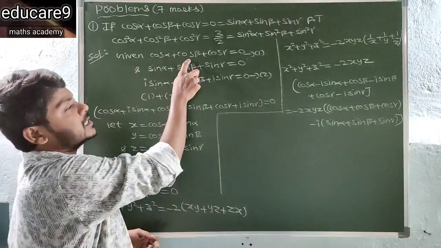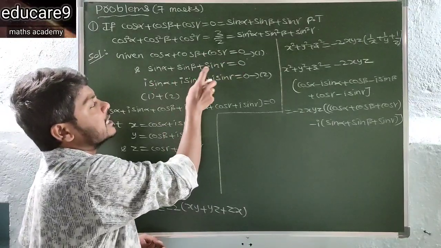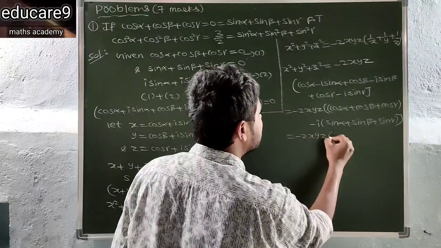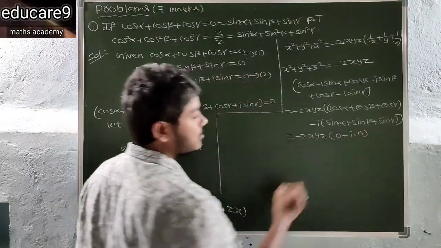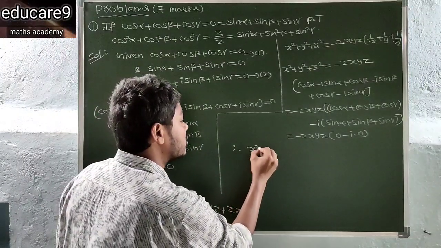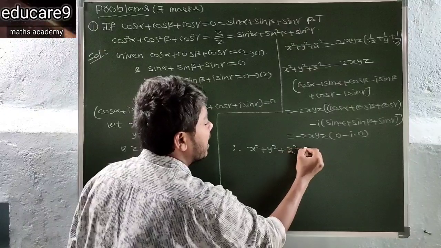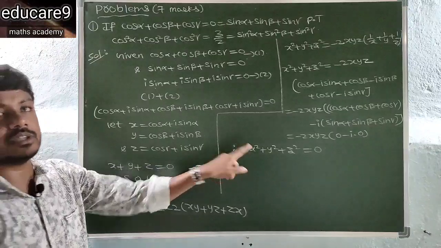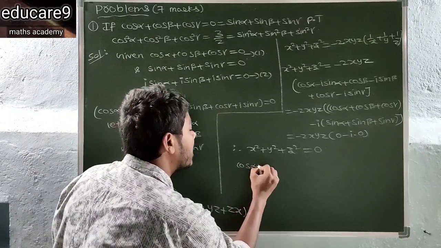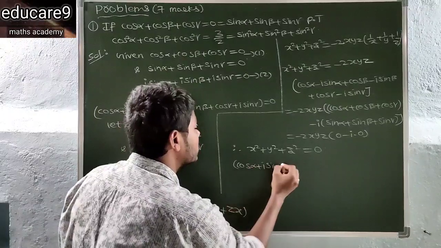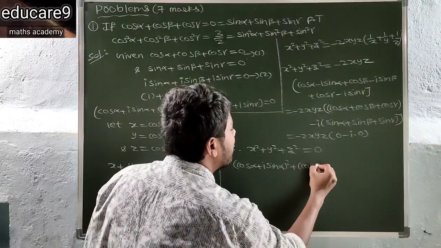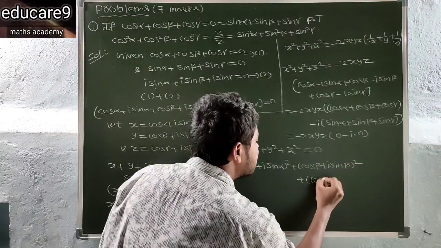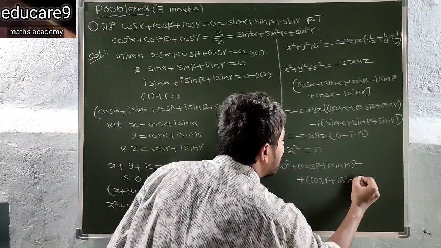So you know that cos alpha plus cos beta plus cos gamma is 0 and sin alpha plus sin beta plus sin gamma is also 0. So clearly this is minus 2xyz, 0 minus i into 0. Therefore clearly x square plus y square plus z square value is 0. But what is x value? Cos alpha plus i sin alpha. So substitute here: cos alpha plus i sin alpha whole square plus cos beta plus i sin beta whole square plus cos gamma plus i sin gamma whole square.